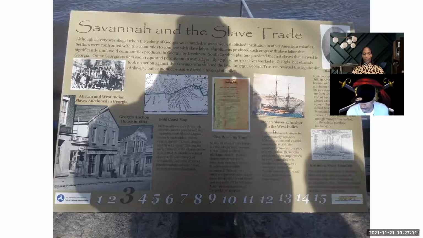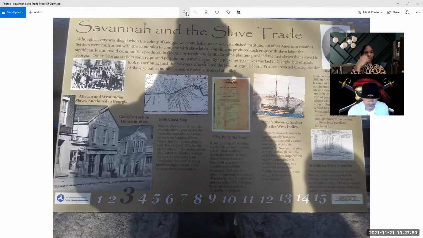So anything else you want to build on this? Based on these, the weeping time and the French slave, I mean, it's clear. 436 was the highest number of slaves that were sold at that time. It's clear, it's in black and white. And if we read this, you want to read this top portion up under Savannah and the slave trade where it says, although slavery was illegal. Well, I'll do it. Can you make it a little bigger? It's like a shadow on it. It's hard to.